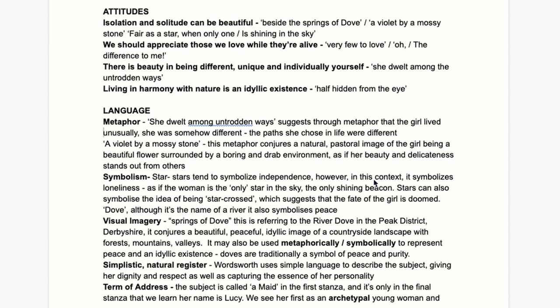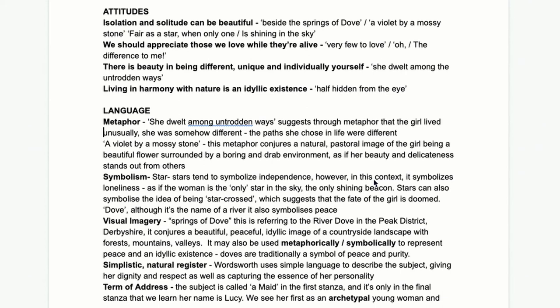"She dwelt among untrodden ways." This is both figurative and literal. Literally, she's living in a place which is not very trodden, meaning there's not a lot of people around to stand on the landscape and tread it down. Which means she lives in the middle of nature, in isolation from most of society. But also, there's this idea of dwelt: if you dwell on something, you're thinking on it a lot, as well as living there.